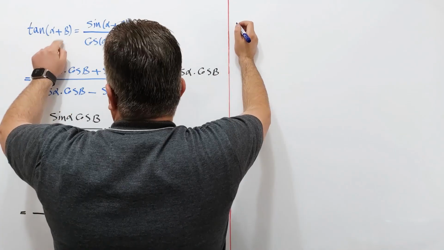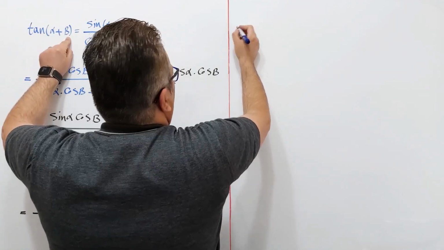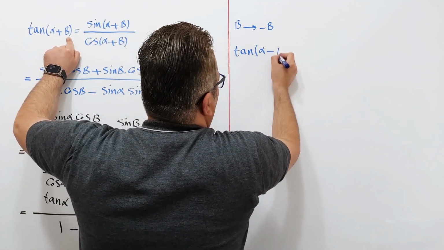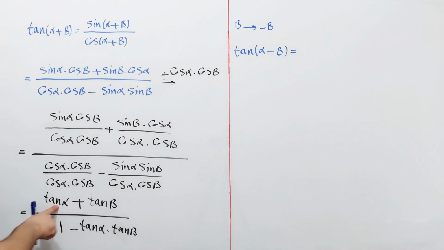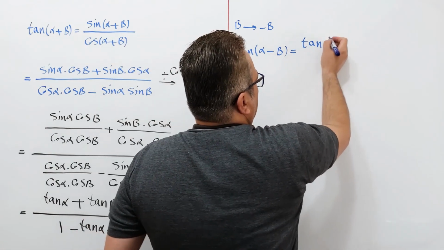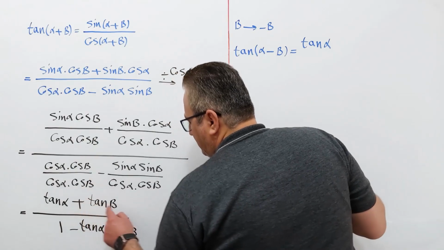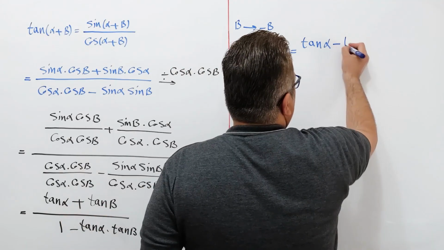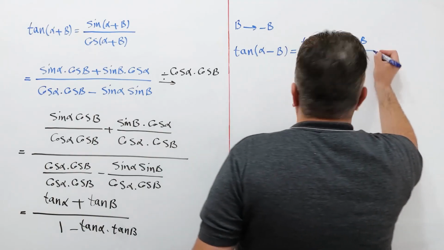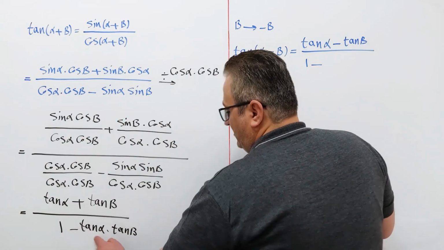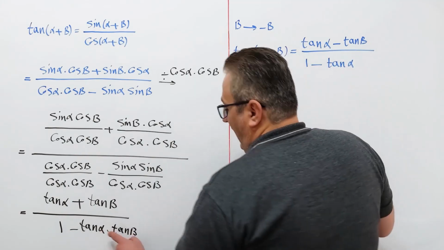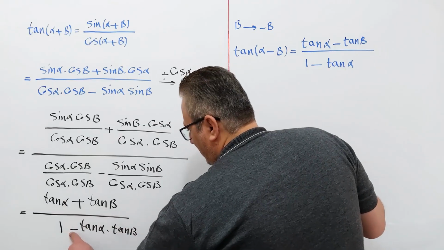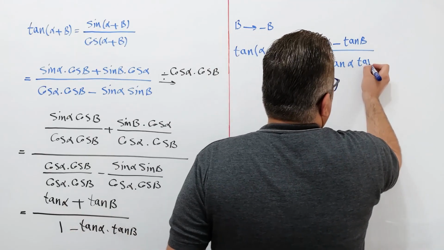in this formula, if instead of beta we have minus beta, so we have tangent of alpha minus beta is equal to tangent alpha, tangent minus beta. Tangent minus beta is equal to minus tangent beta. Minus tangent beta divided by 1 minus tangent alpha, and tangent minus beta is equal to minus tangent beta. So here is positive tangent beta.